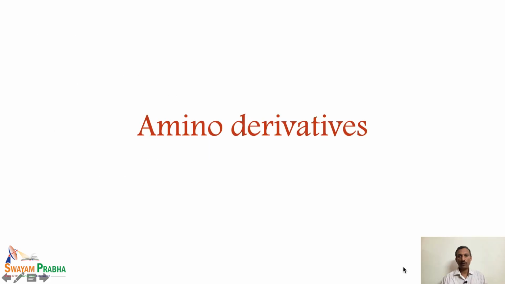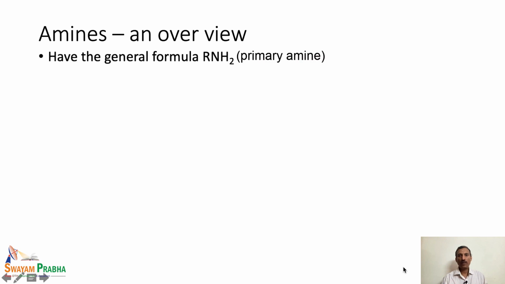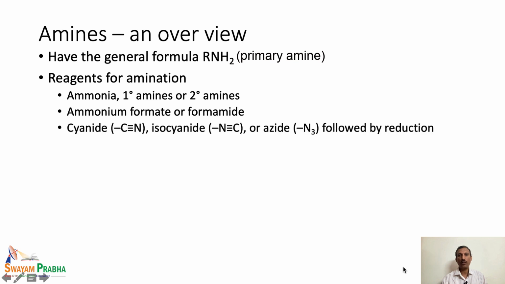Welcome to the next session. In this session, we will be studying about amino derivatives. Let us look at the overview of amines. Amines have the general formula RNH2, and let us look at some of the reagents which are used for amination reactions. For the amination reaction, we can use ammonia, primary amine, secondary amine like compounds, and ammonium formate or formamide can also be used for the amination reactions.